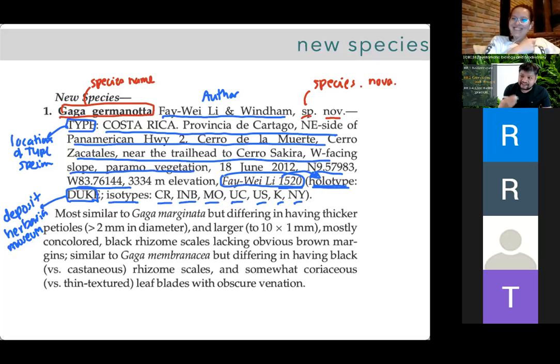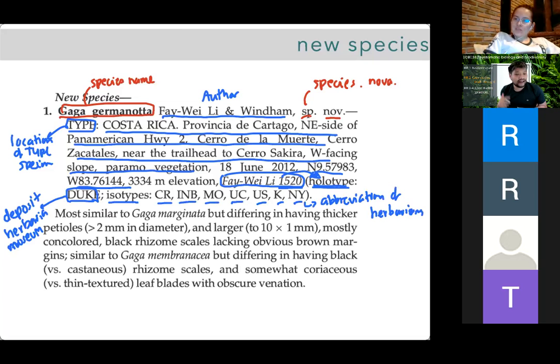All of these are the abbreviations of herbaria. This is not you making up acronyms for something. These are official acronyms. CR is the National Costa Rica Herbarium, INB is the Institute of Biology of Costa Rica, MO is Missouri, UC is University of California at Berkeley, US is the US National Herbarium, K is Kew in England, and NY is the New York Botanical Garden.